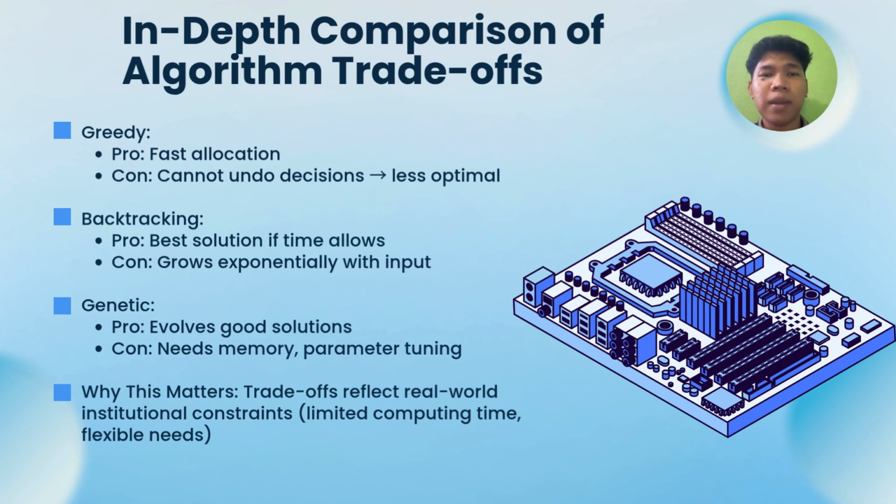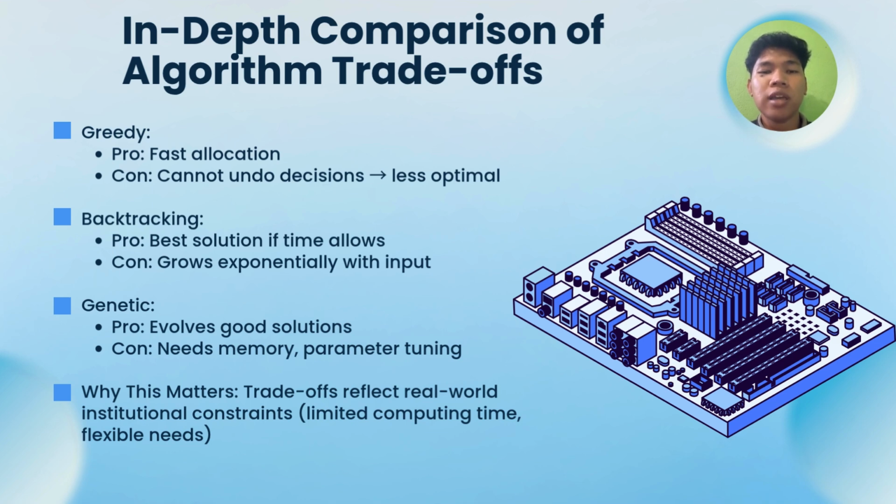To summarize the trade-offs, the greedy algorithm is fast but not flexible, and the backtracking algorithm is accurate but very slow, and the genetic algorithm is flexible and practical but requires more memory and fine-tuning.